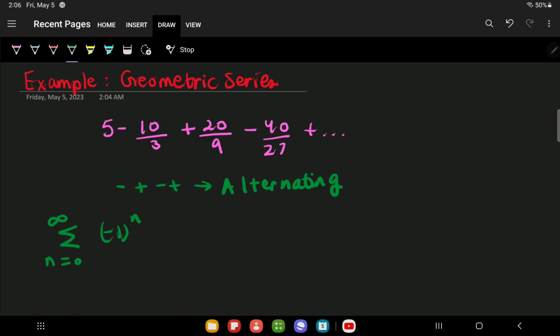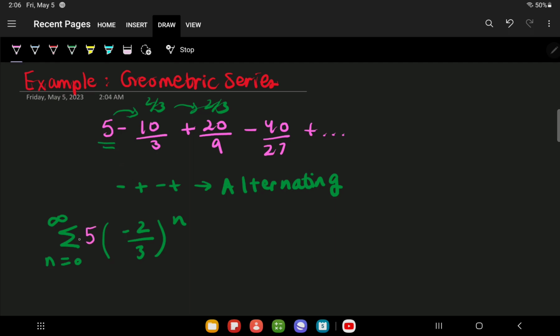And then, what do we notice? How do we go from 5 to negative 10 thirds? Well, we multiply by negative 2 thirds. Then we multiply by another negative 2 thirds. So actually, instead of multiplying by negative 1 to the n, we can multiply by negative 2 over 3 to the n power. Now, when n equals 0, we will get 1, but our first term is 5.